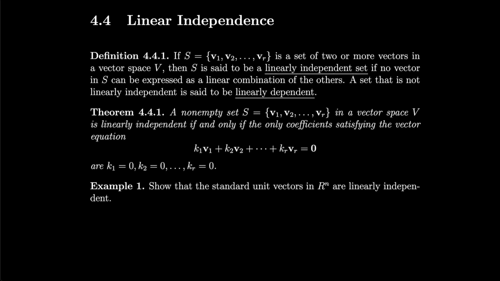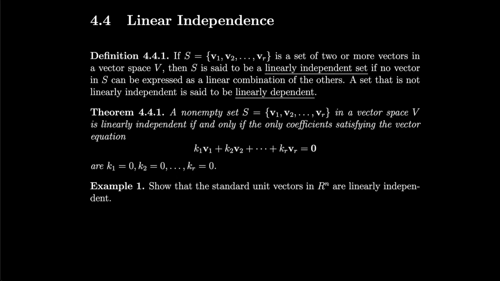Section 4.4, Linear Independence. If S equals {v1, v2, through vr} is a set of two or more vectors in a vector space V, then S is said to be a linearly independent set if no vector in S can be expressed as a linear combination of the others. A set that is not linearly independent is said to be linearly dependent.